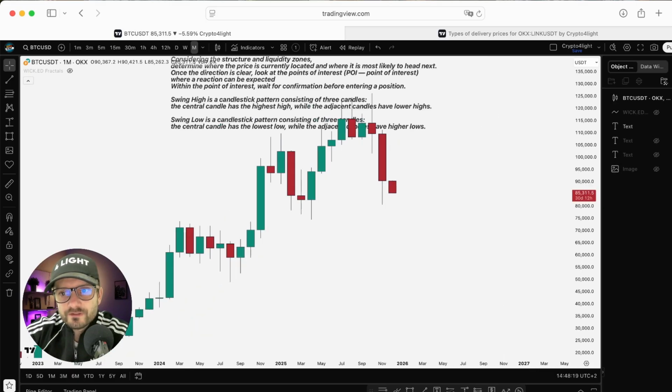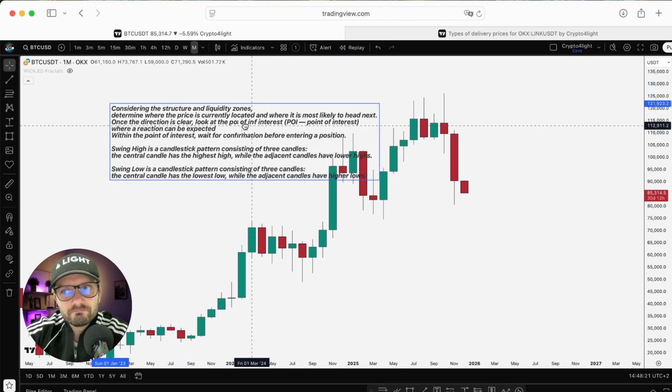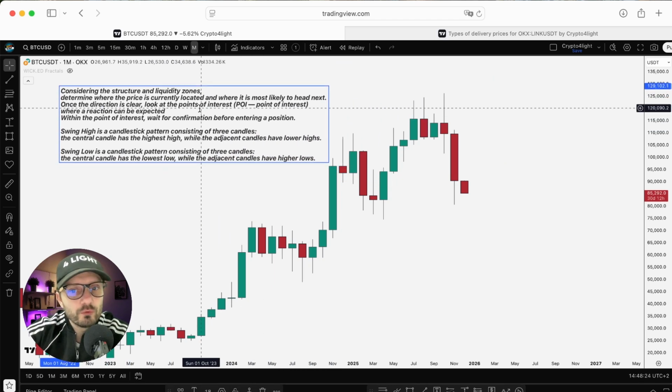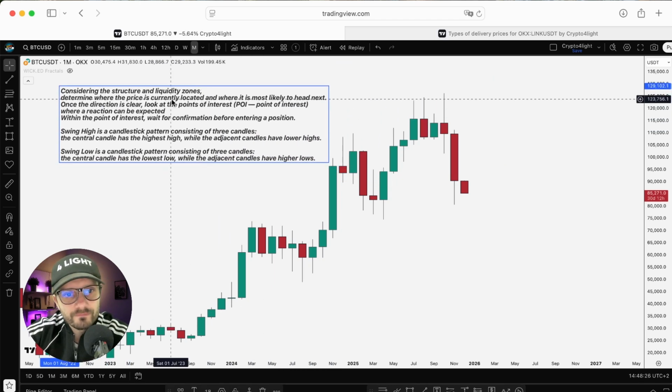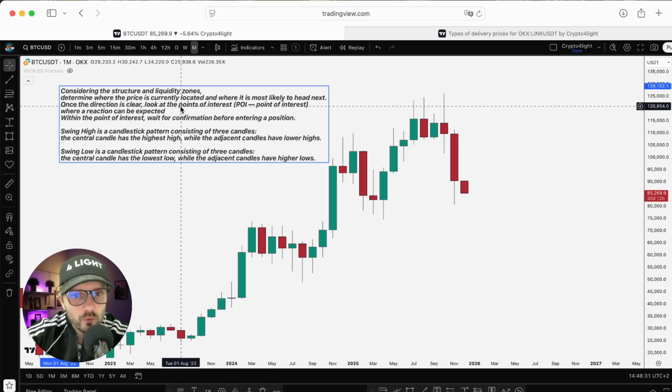I usually start to identify the context. Where are we now, and the liquidity zones. Considering the structure and liquidity zones, determine where the price is currently located and where it's most likely to head next. So we're not trying to guess by luck, oh, I think we move higher. Of course, for BTC, if you believe in the continuation of the trend, you can say, for the long run we are in an uptrend. But it can take us 40 years, for example.